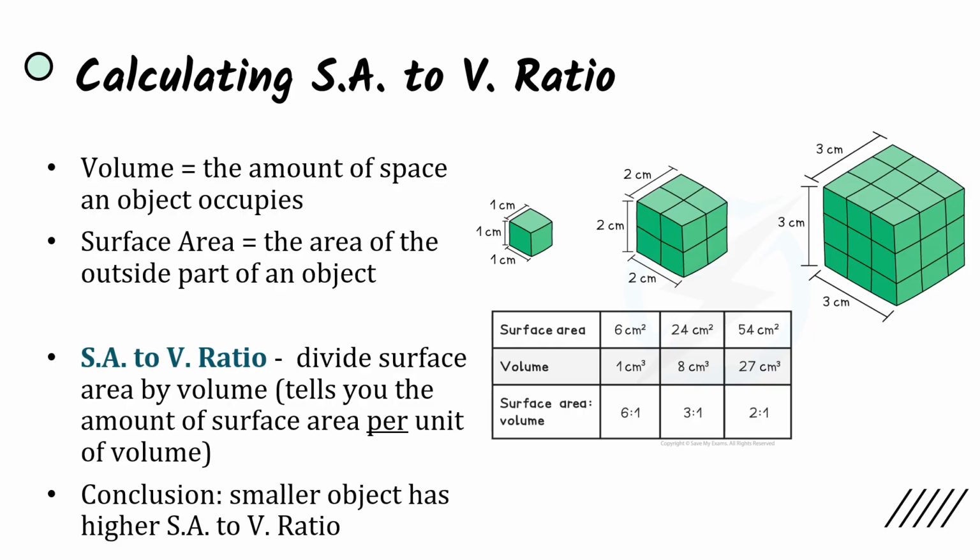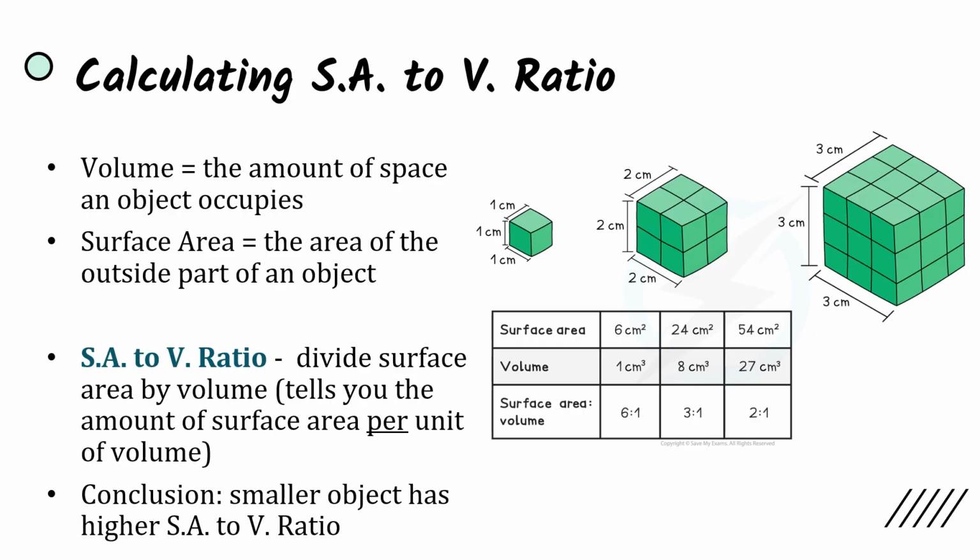So first let's define some terms. Volume is the amount of space an object occupies, and surface area is the area of the outside part of an object. Now, I'm sure you've had to calculate both the volume and surface area for objects in math class before, but I'll go through the steps here. And the surface area to volume ratio is when you divide the surface area by the volume. And that's going to tell you the amount of surface area per unit of volume.